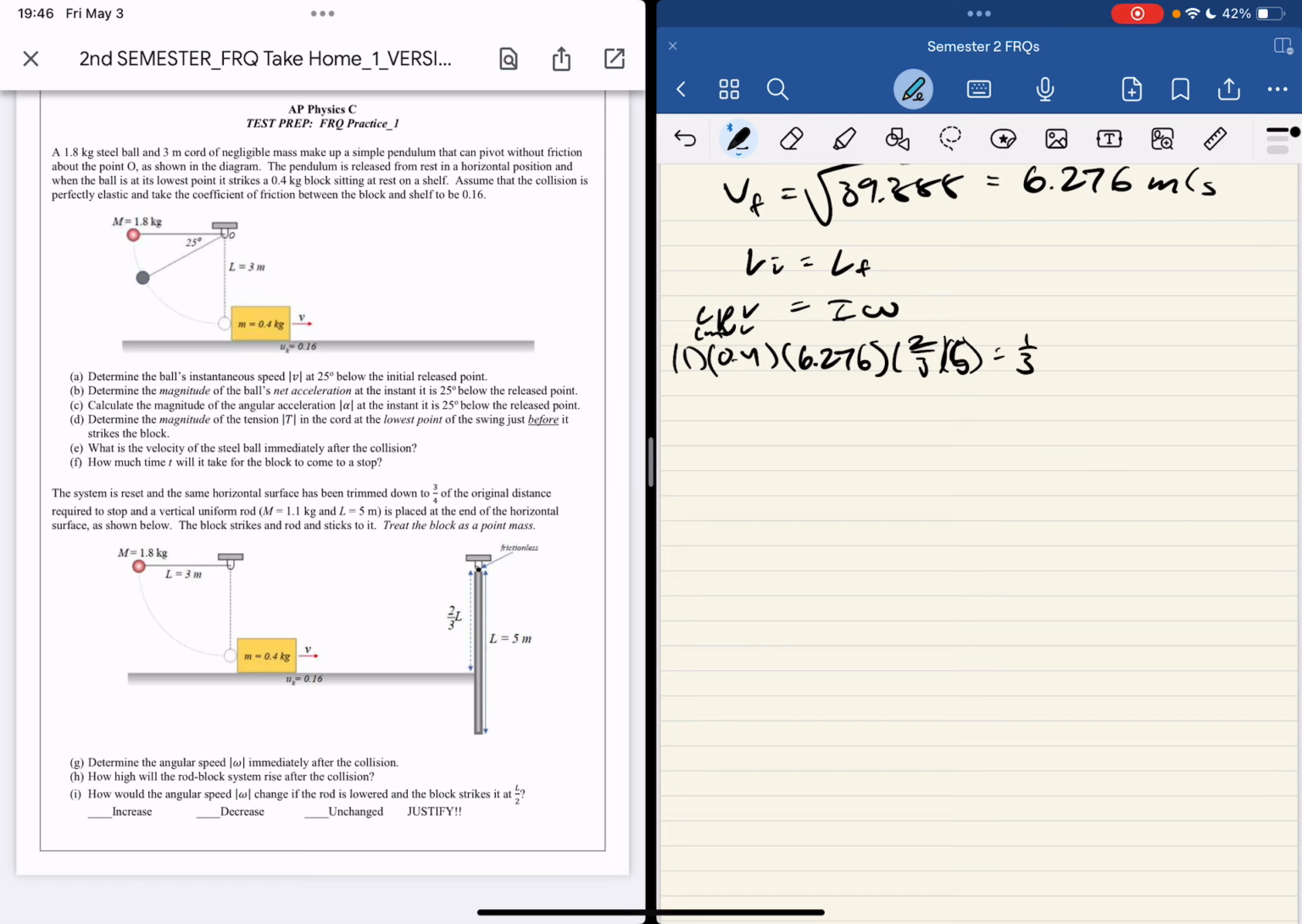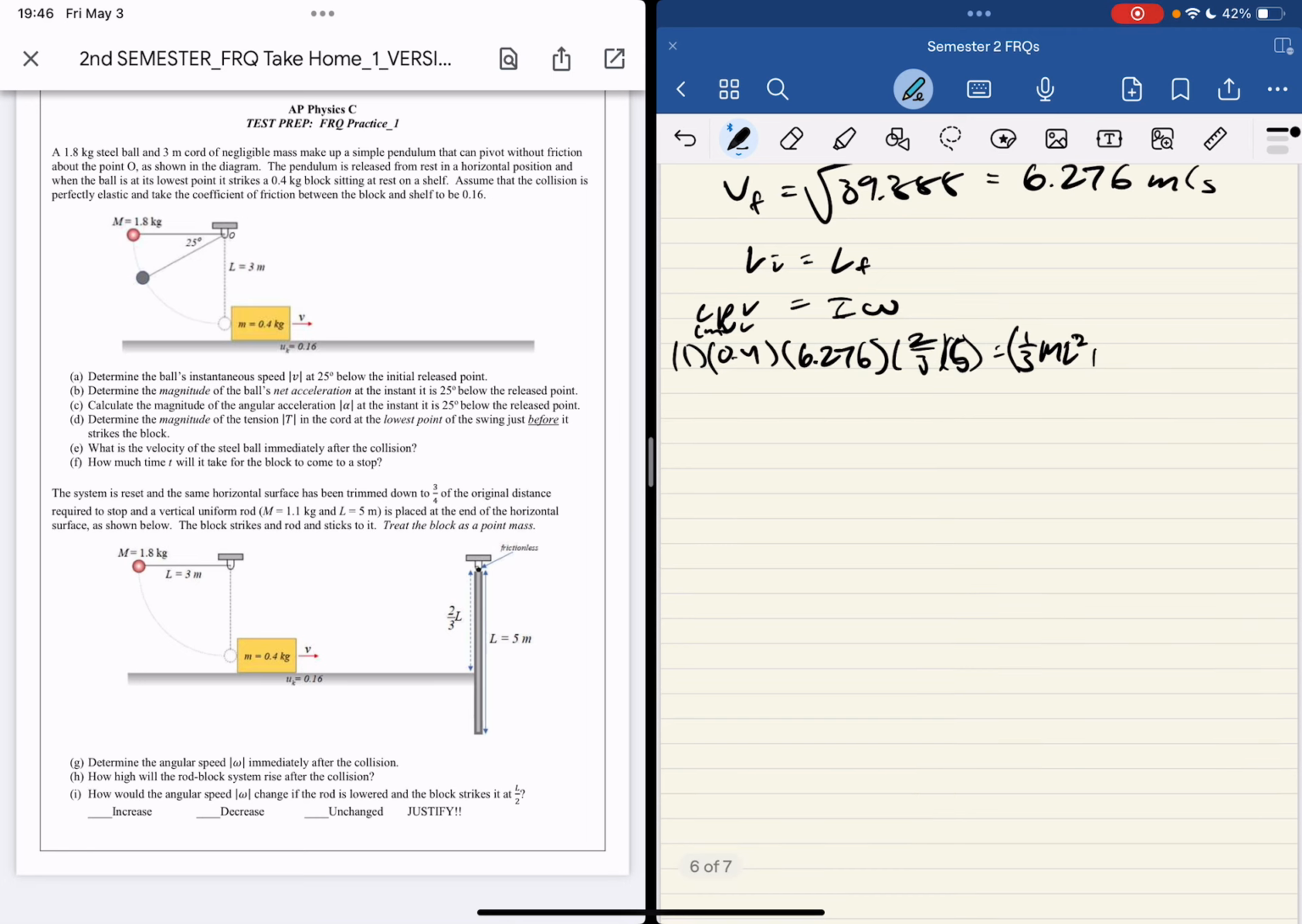This is the inertia now: 1/3 m L squared for the rod, plus m r squared for the point mass, and we know the r is going to be 2/3 L because this is from the pivot to the point mass. L is squared together. Omega here. Actually, I'm just going to plug the values in right now.